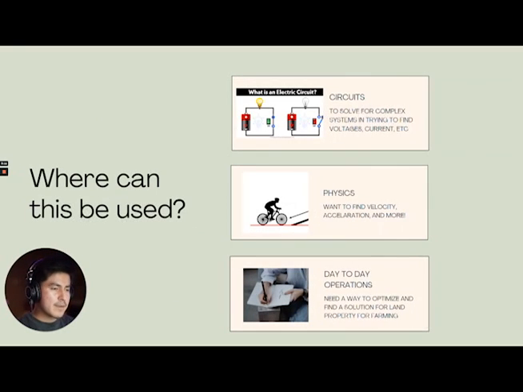And so that sounds a little cool. It sounds like it's something a little bit complicated, but what could we even use it for? Here I have three generic concepts that we could use it for in general real-world scenarios. Here we have circuits, where we could solve for complex systems and try to find maybe voltages or currents, or even physics, where you want to identify the velocity and accelerations when you have a bunch of kinematic equations, or even day-to-day operations where you need to optimize for a solution. In the case of farmland, you may want to segment that off.